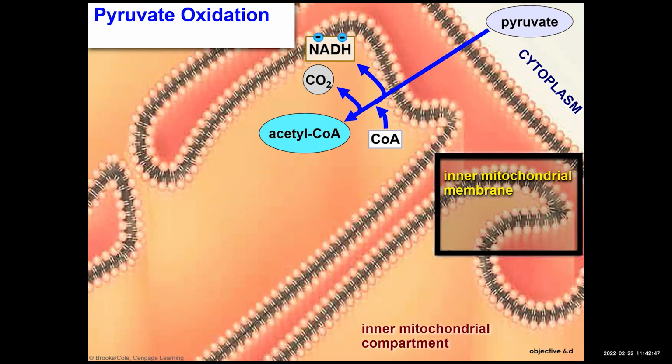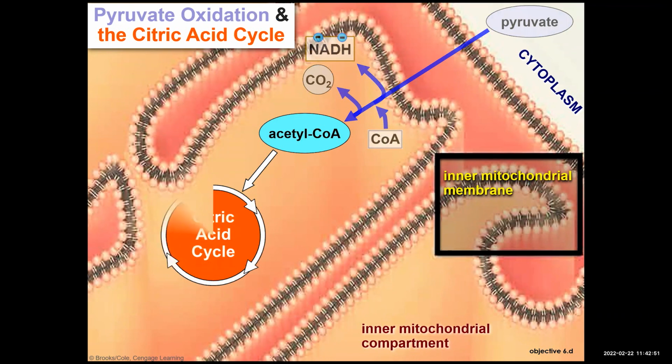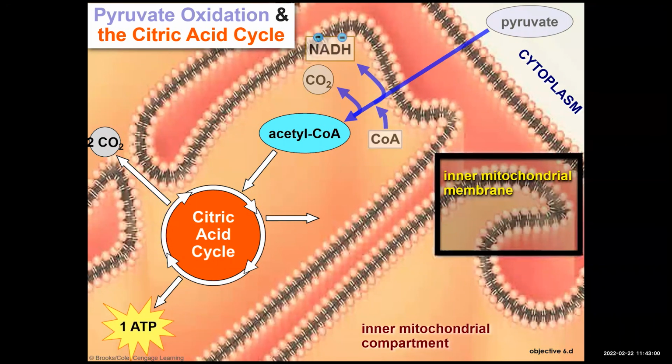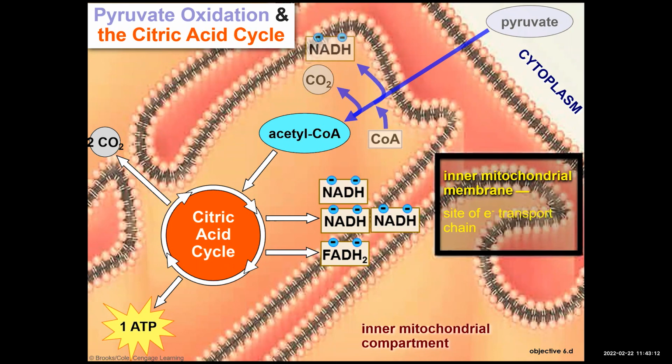We're going to take our acetyl coenzyme A and put it into the citric acid cycle. From there, we're going to produce some CO2, some ATP, and some NADH and FADH2. We also are not balancing this. Okay, so we actually make a lot more NADH than that.